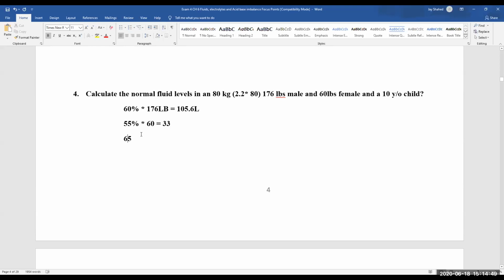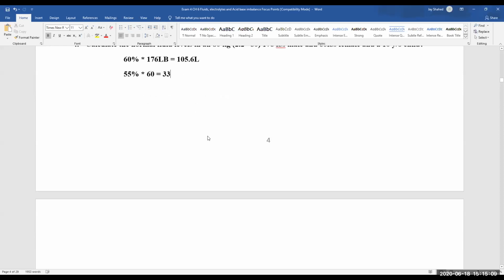Oh, you don't want that in pounds or kilos? Just think of it as 60 or 55, and I'll look at the question again and make sure that it makes sense. If I put it in a crazy way, I'll look at it. I'll review it. But this is what you do. You just multiply by whatever percentage it is. It'll give you how much fluid.